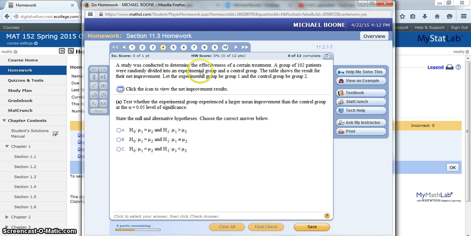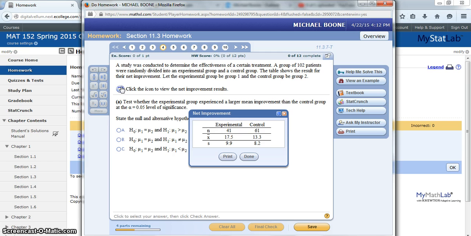So a study was conducted to determine the effectiveness of a certain treatment. A group of 102 patients were randomly divided into an experimental group and a control group, and then we want to compare the two means. They give us some results that we'll look at. We've got a sample size of 41, a mean of 17.5, and a sample standard deviation of 9.9. Then we have the control. There were 61 in it, with a mean of 13.3 and a standard deviation of 8.2. So this is talking about their improvement.